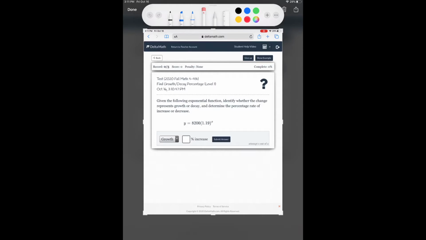So when I'm looking at this problem, I'm looking at my base. Now my base is 1.19. So this is going to be growth because this is greater than 1. Now, what is the percentage? Well, to find the percentage, in your original formula, you did 1 plus R. So if I'm going to find how far it is above 1, I'm going to subtract 1. And that's going to give me 0.19.